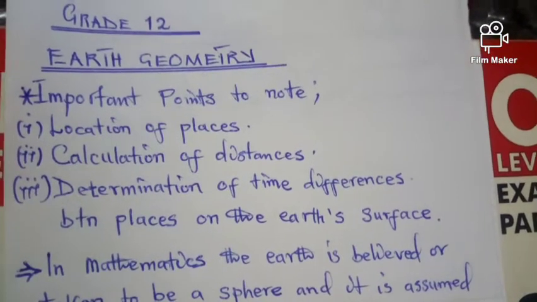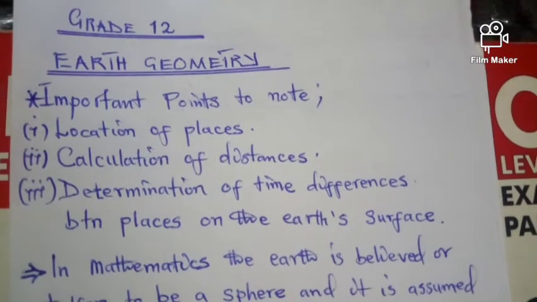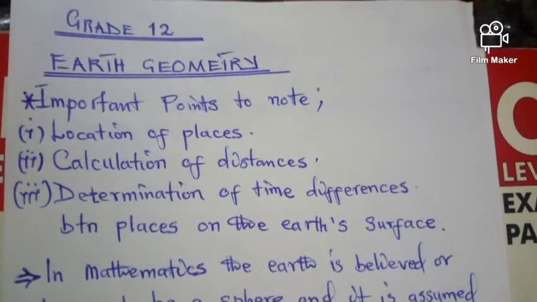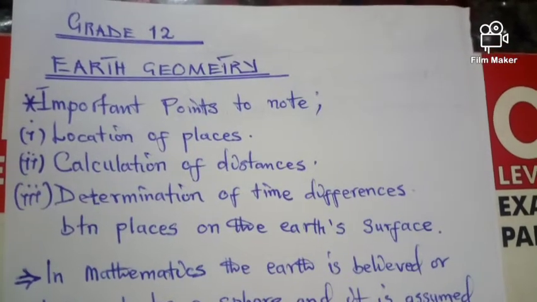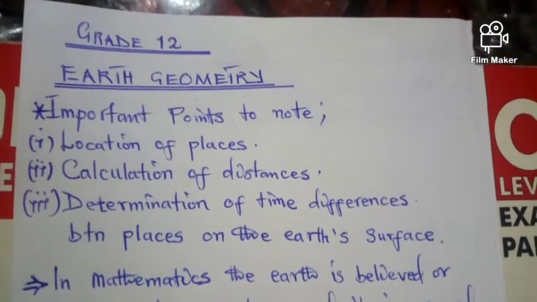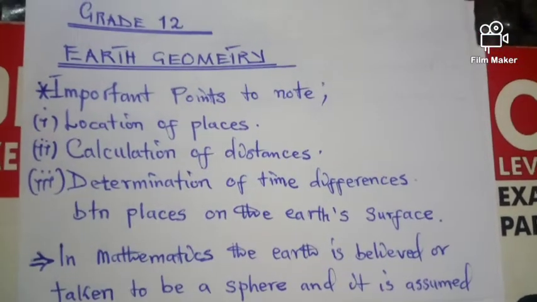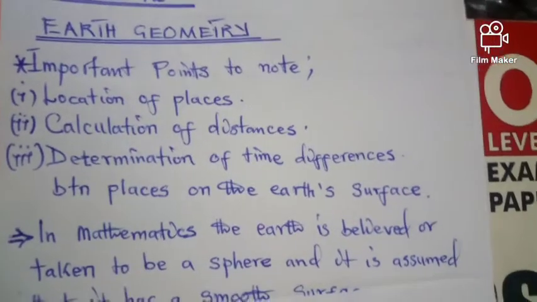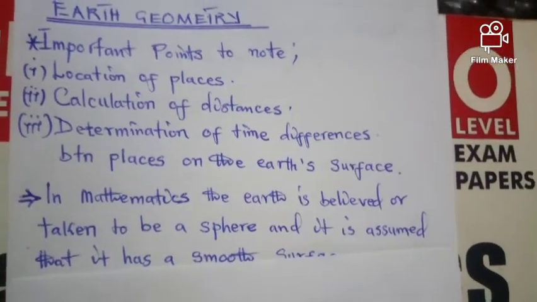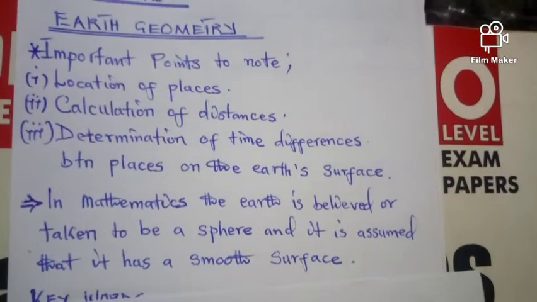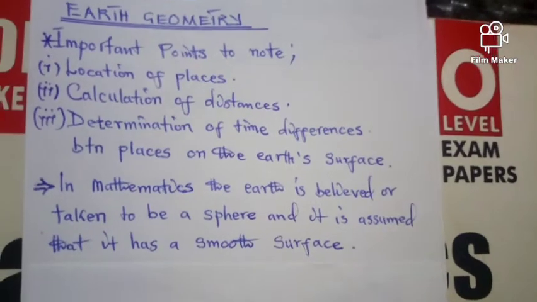Okay, now earth geometry is a topic which is concerned with the location of places, calculation of distances, and determining time differences between places on the Earth's surface. Generally, in mathematics, the Earth is taken to be a sphere, and it is assumed that it has a smooth surface.